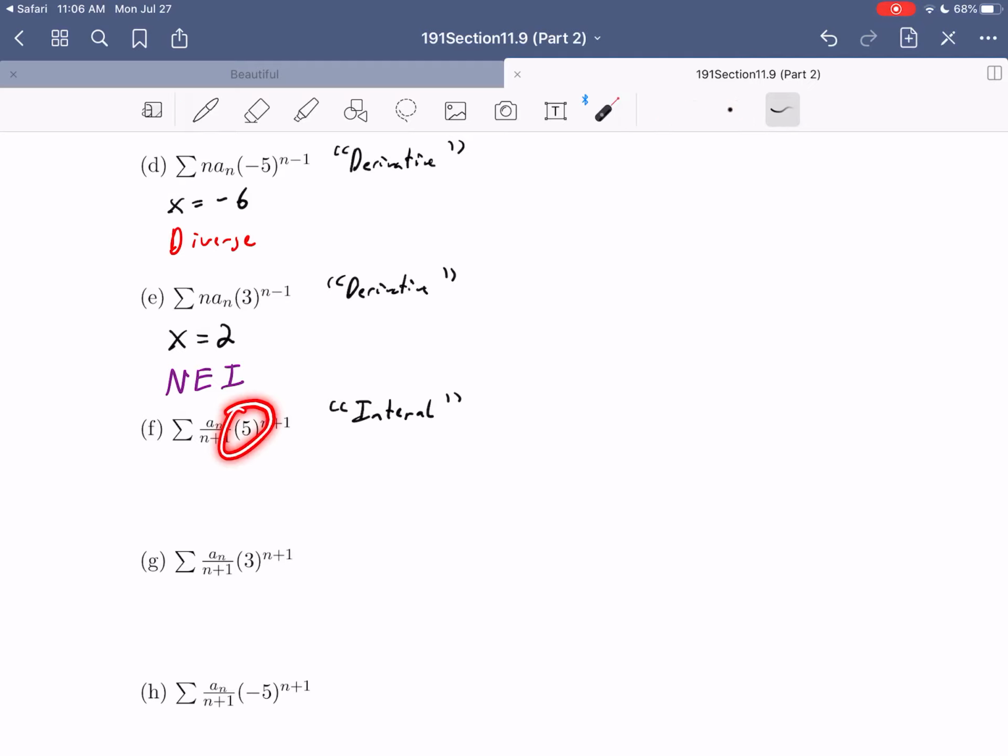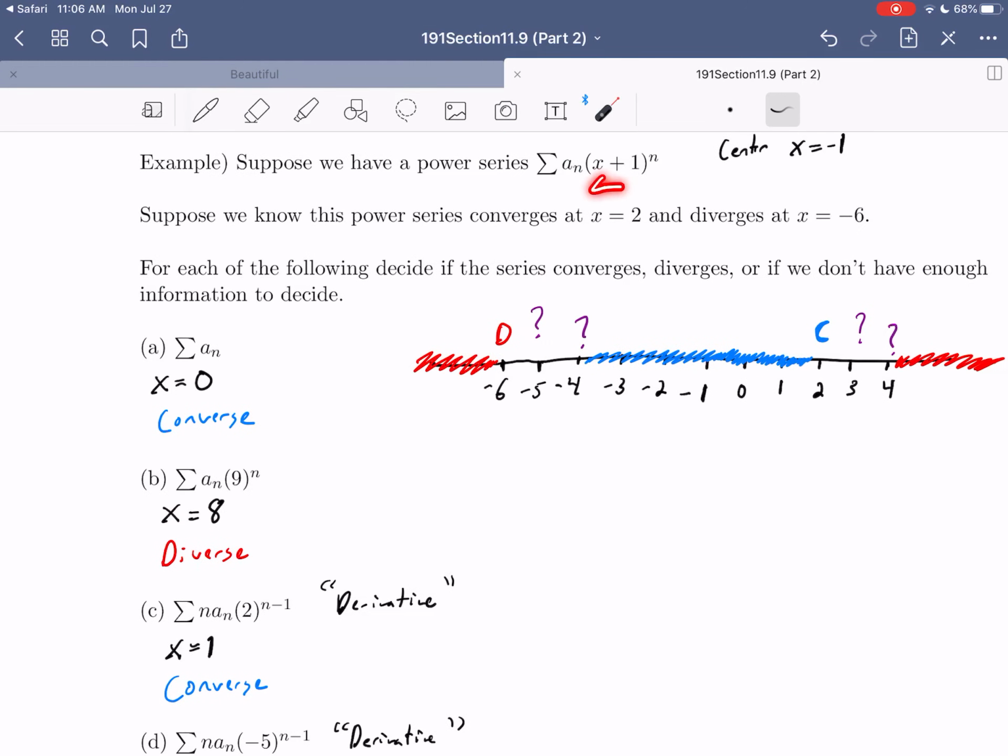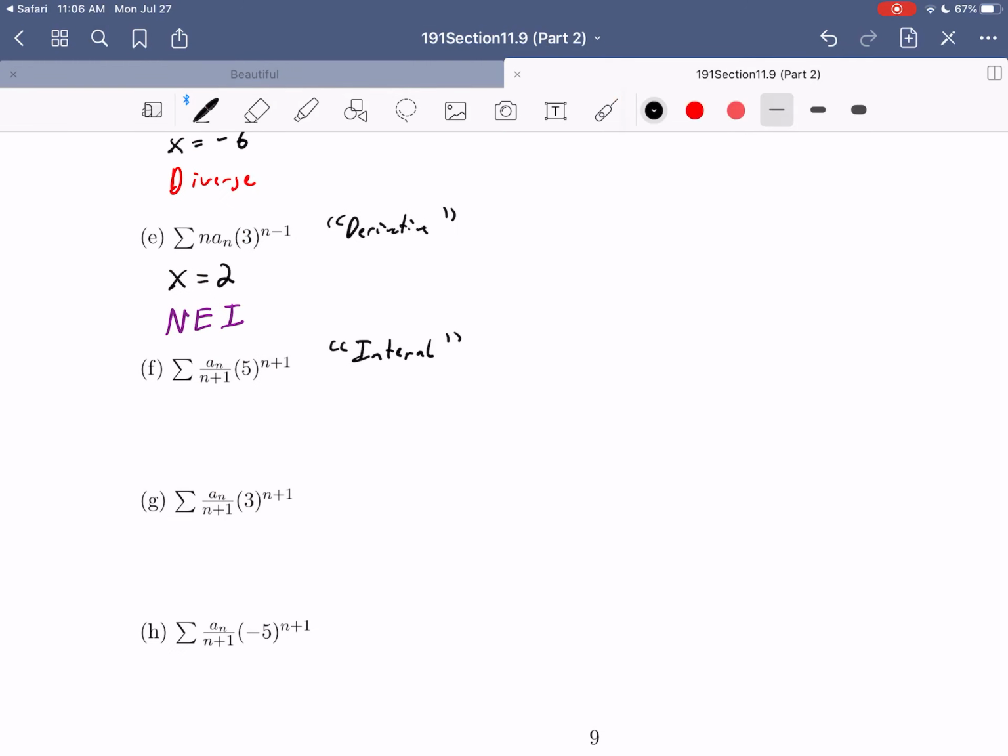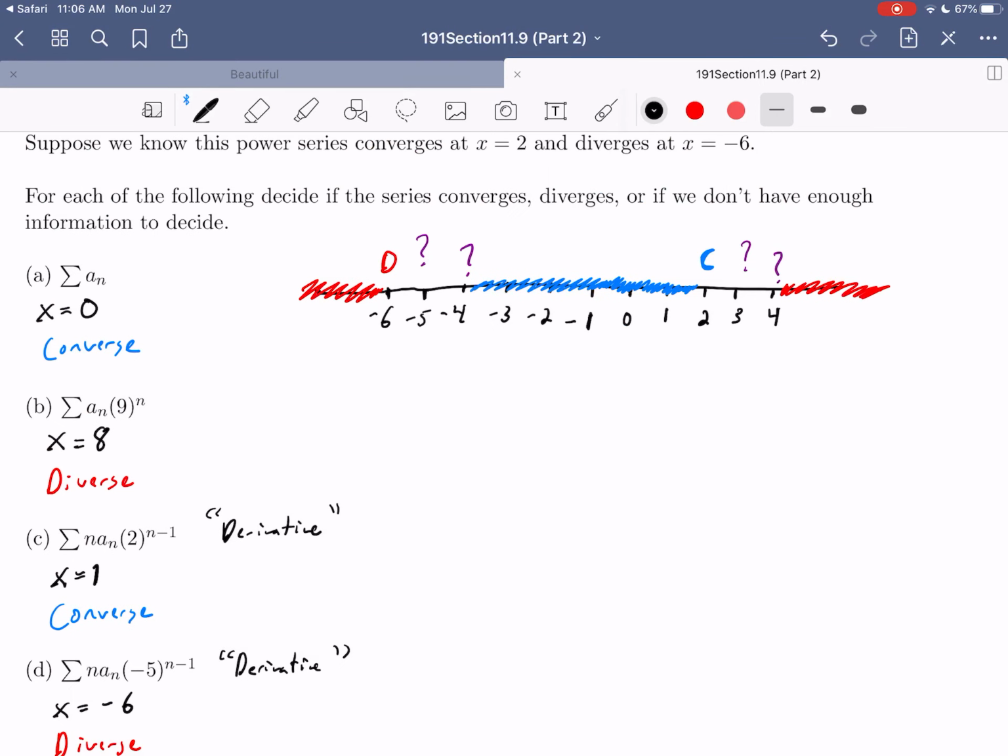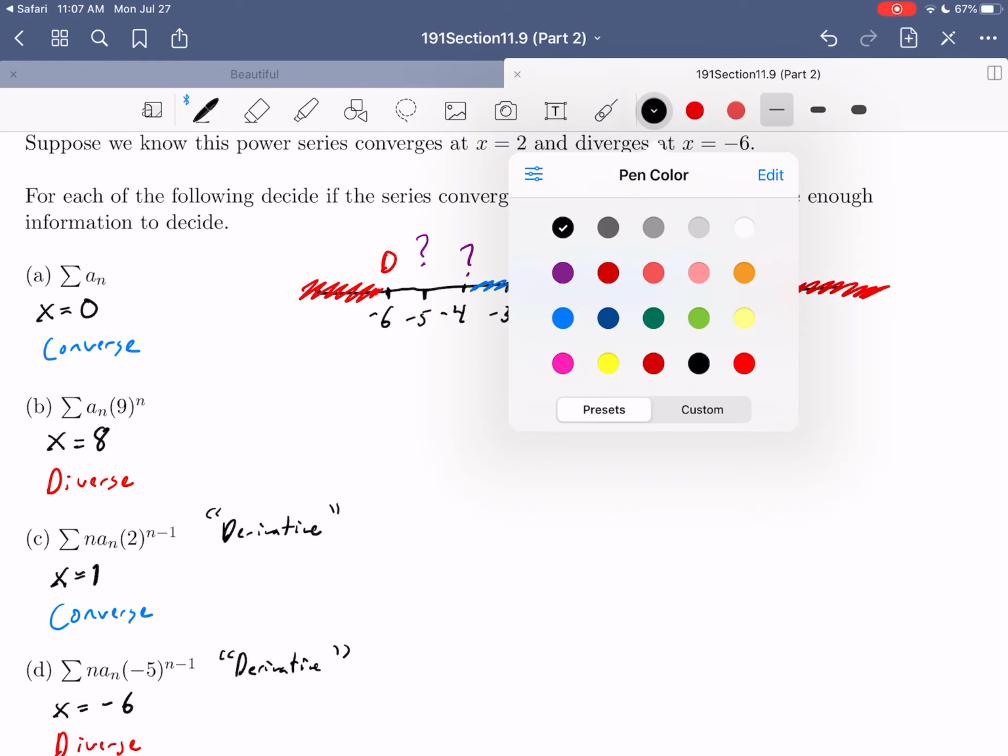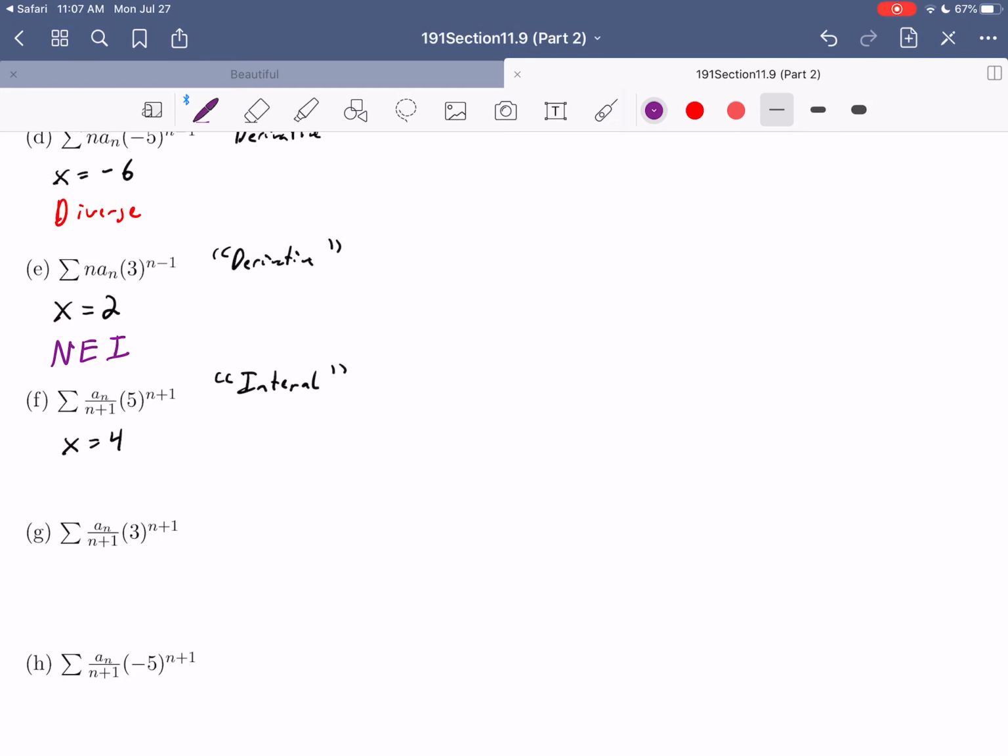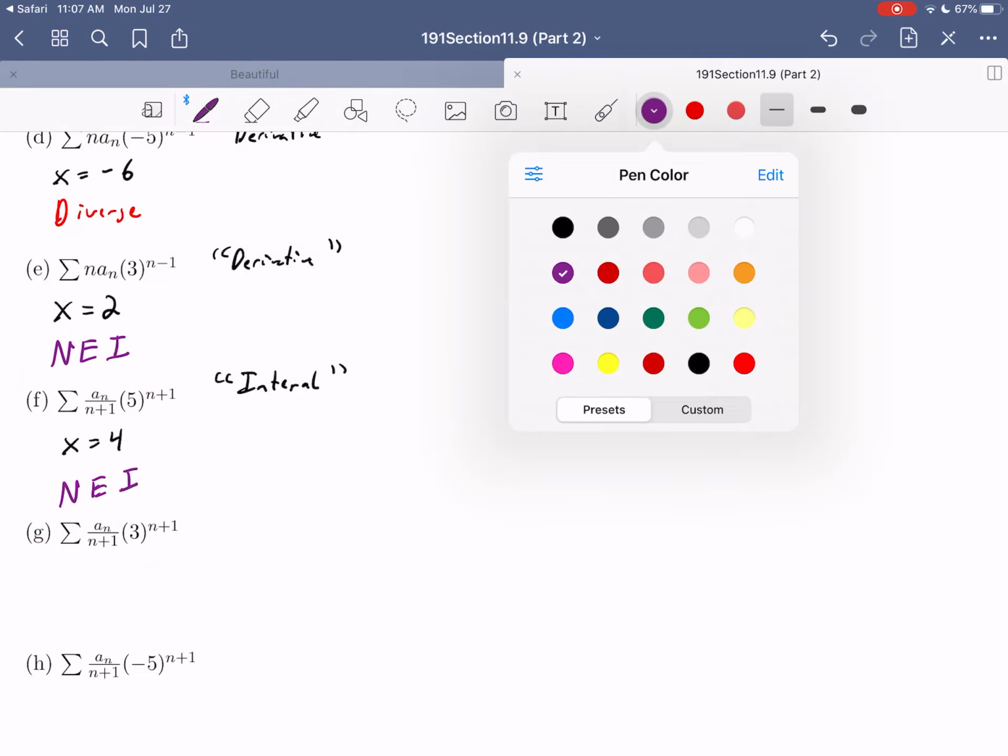We have a 5 in there, which must mean that we plugged in x equals 4. So this will be x equals 4. Well, that's right here. It's an endpoint, but it's one we already don't know about. We don't know if it converged or diverged. Since it's already something we don't know about, there's no way that the integral is going to make us know about it. This is definitely going to still be not enough information. Okay, let's think about this guy here. This is also the integral.